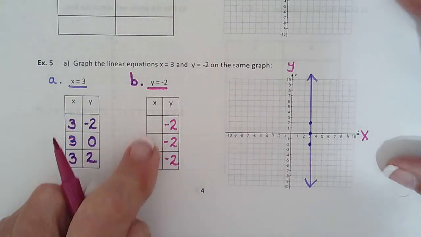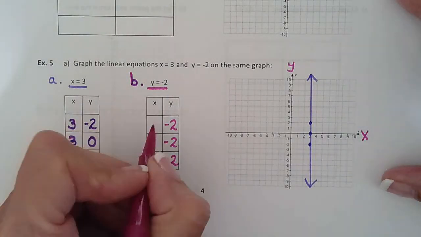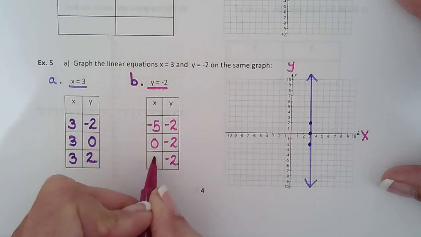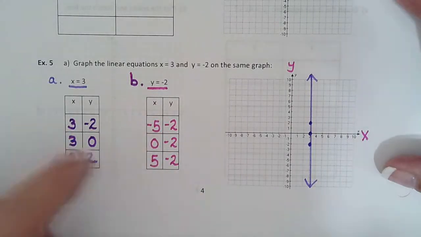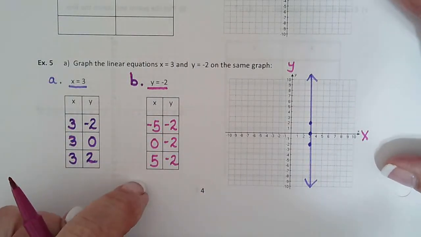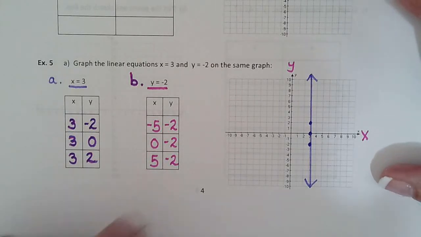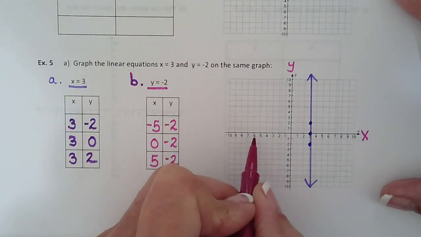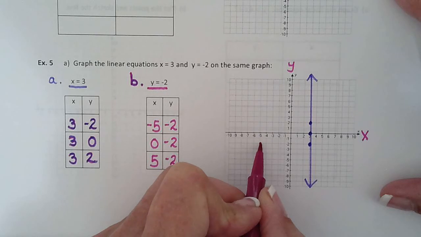That means we can pick any x's we want. So let's pick -1, 0, 1 positive. The thing you want to be careful is you just have to stay under 10 or over -10 because you want to fit on the line. So -5, -2 would be right here.